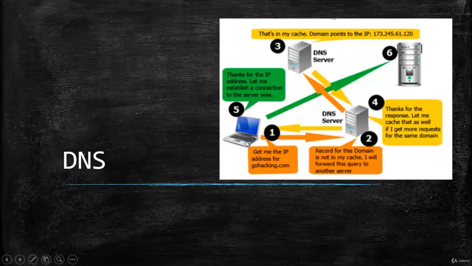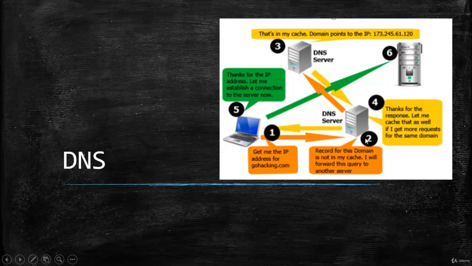In this image, you can find the exact scenario of DNS. Here you can see this laptop wants to communicate with this server, but this laptop doesn't know the IP address information of these servers. The server name is gohacking.com. So this laptop will query the DNS server.